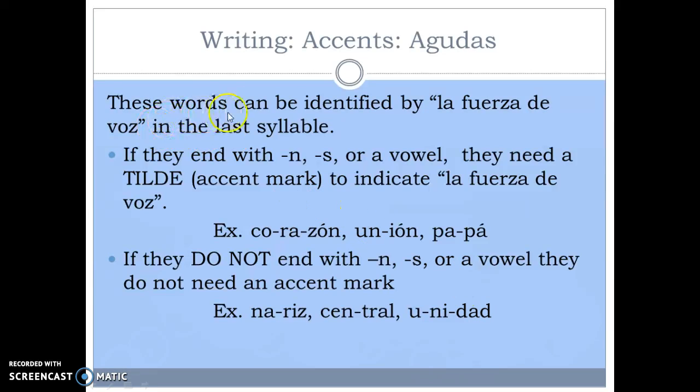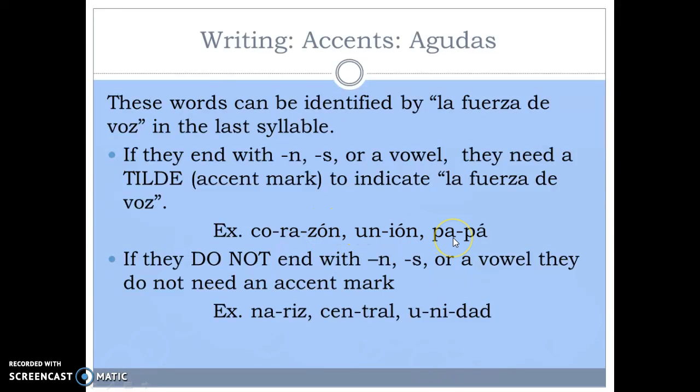Agudas. These words can be identified by la fuerza de voz in the last syllable. If they end with an N, S, or a vowel, they need a tilde or accent mark to indicate la fuerza de voz. Example, corazón. Here, corazón, you can hear la fuerza de voz in la última sílaba, and it ends with an N, therefore it does need an accent mark.